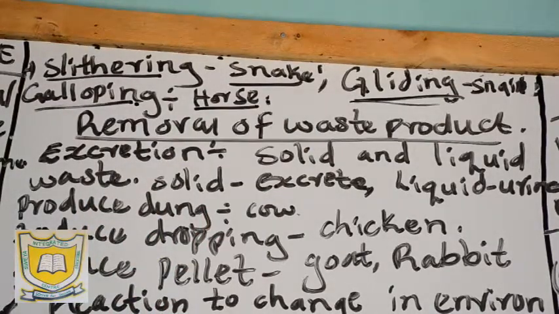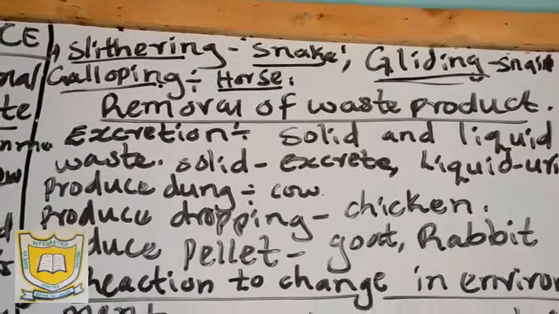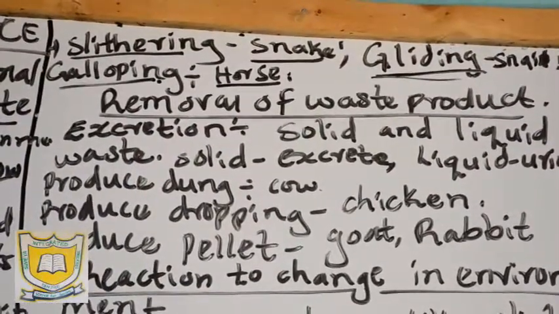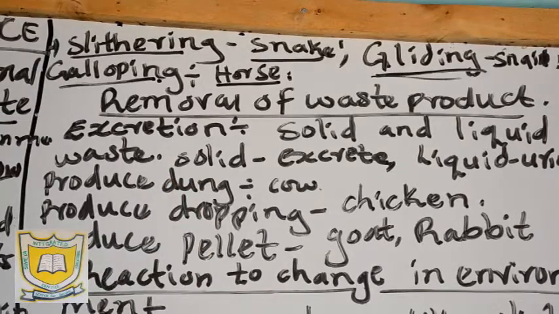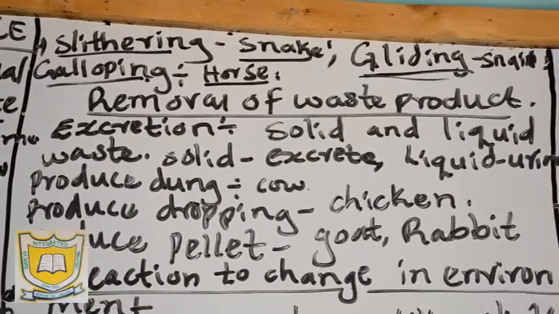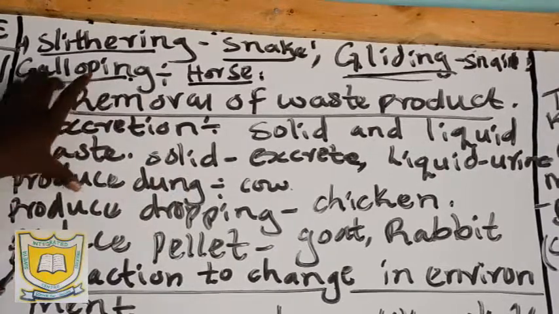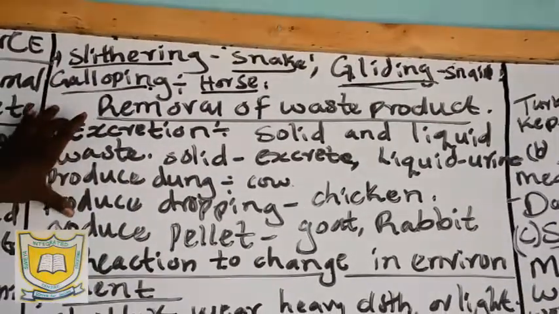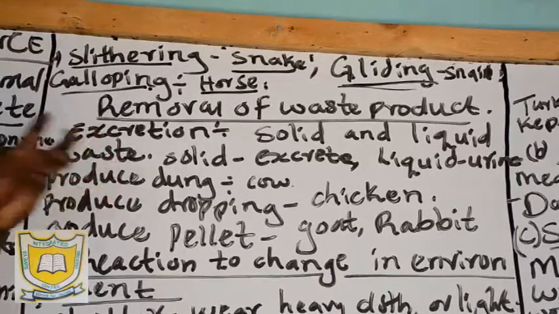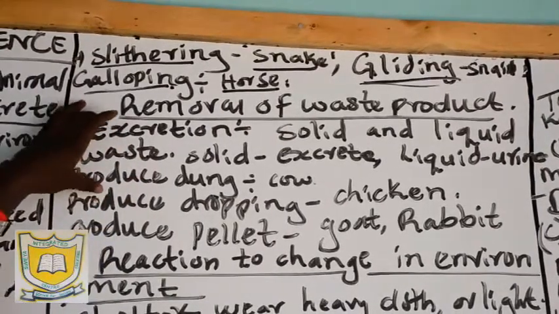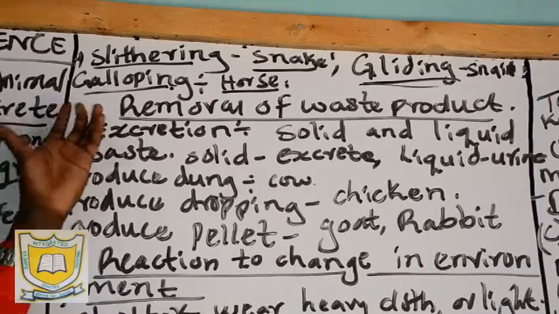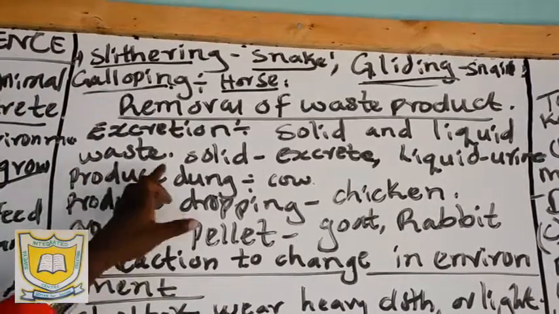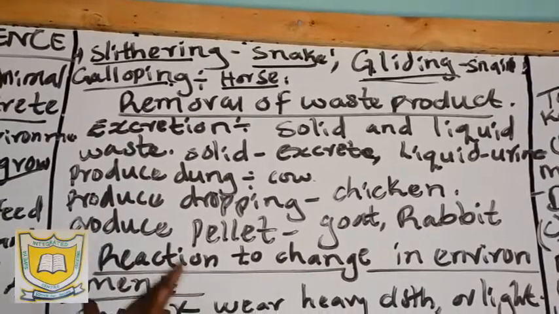Now, after discussing movement in animals, the reasons why they move and the methods of how they move, we now move to how animals remove their waste products. When we discuss removal of waste products, we remember excretion. This covers just a summary of excretion and the waste products that are produced. We discussed them during our first topic, the human body. Excretion, we said, is just the removal of waste products.